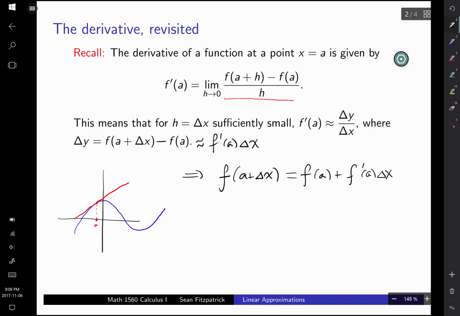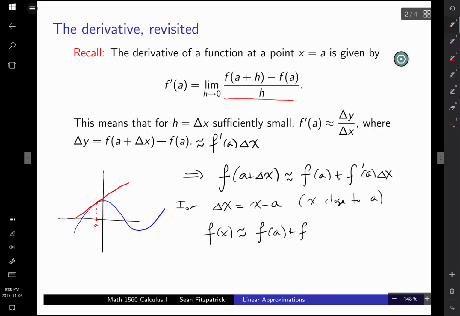Okay. And then the other thing we could do here is say, for delta x equal to x minus a, so x being, in some sense, close to a, this becomes, and I guess really we should still say approximately here, right? f of x is approximately f of a plus f prime of a times x minus a.